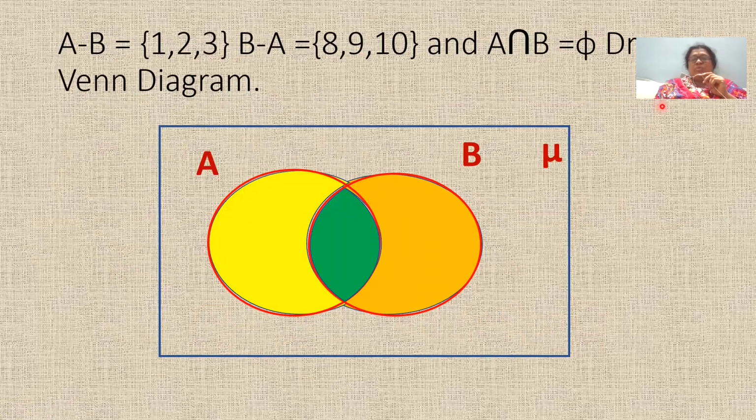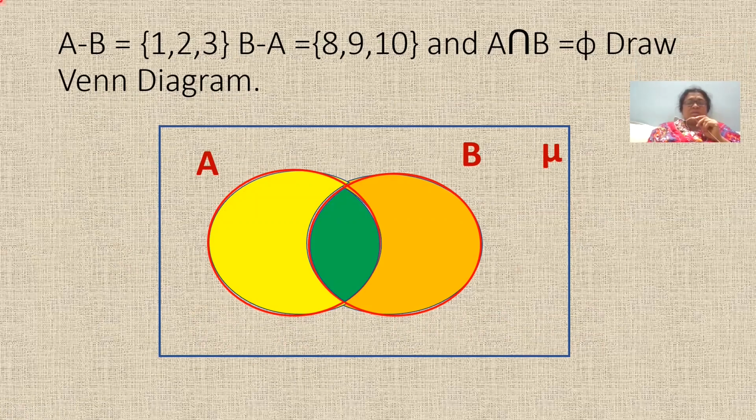Now we'll do one problem here. See here. This is an important 2 marks question. A minus B is given, B minus A is given, and A intersection B is phi, which is a null set, and draw the Venn diagram for this. So for this Venn diagram, in which portions we have to mention these elements, I'll show slowly.